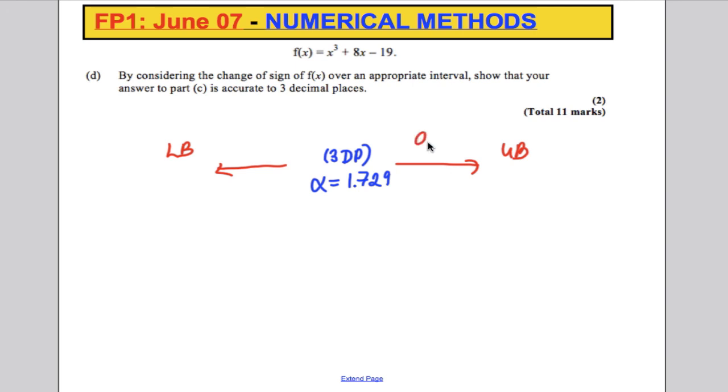So we're going to add on 0.0005 and we're going to subtract 0.0005, and we're going to get here as the upper bound 1.7295 and the lower bound 1.7285. We always do this. If it was 2dp, we would add on 0.005 and subtract 0.005. Okay.